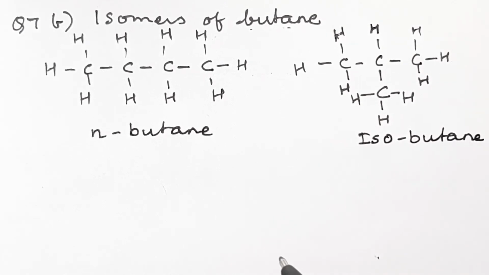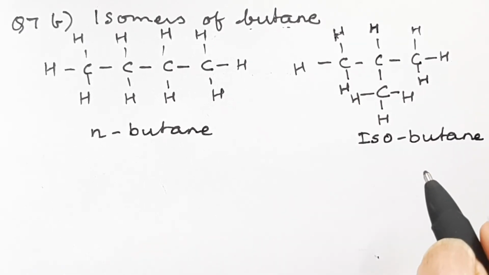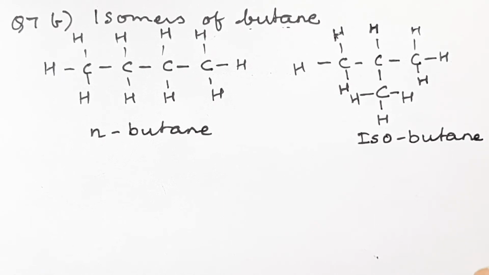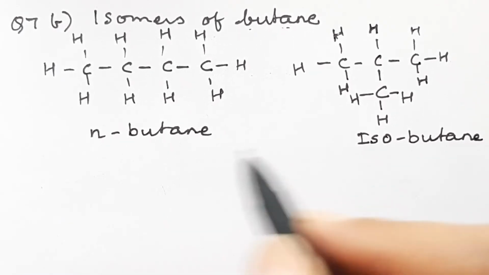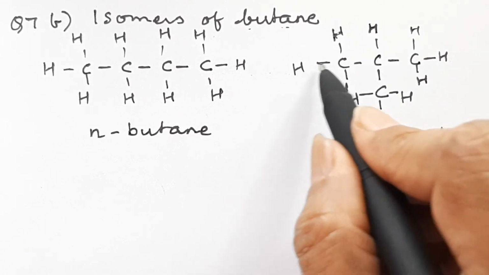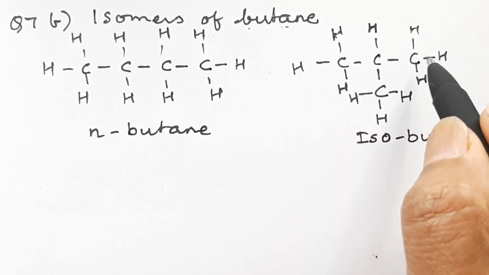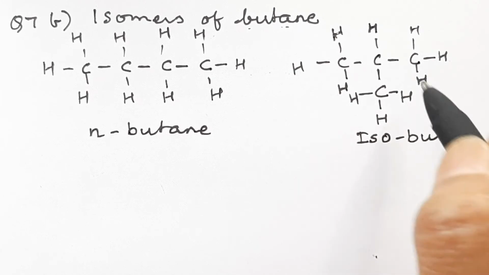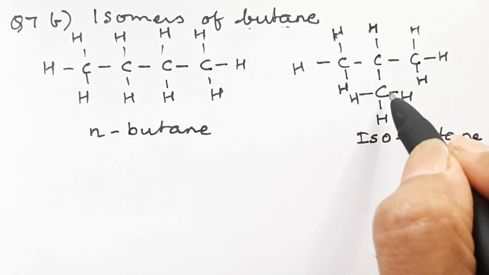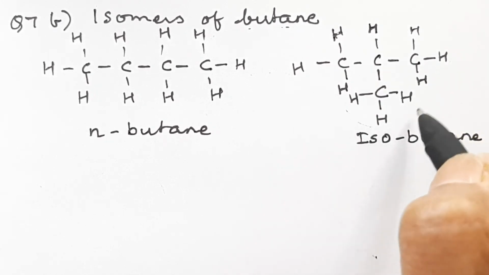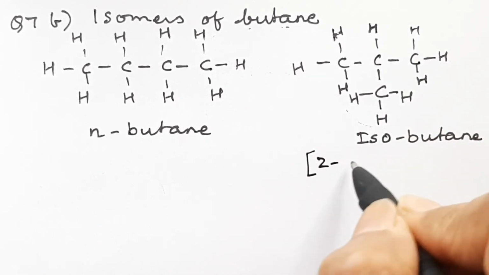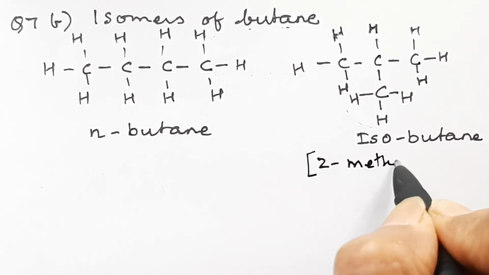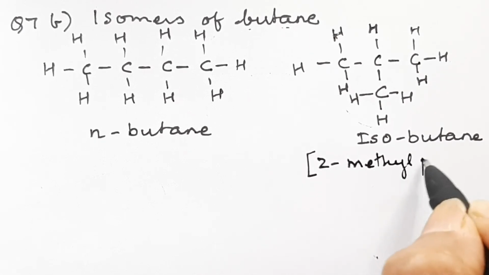Okay, now although they have not asked you, they can ask you even the IUPAC name. So n-butane becomes just plain butane, but here the longest chain is 1, 2, 3 carbons, so it will be propane. And the second carbon has got this group which is methyl group. So IUPAC name is going to be 2-methylpropane.